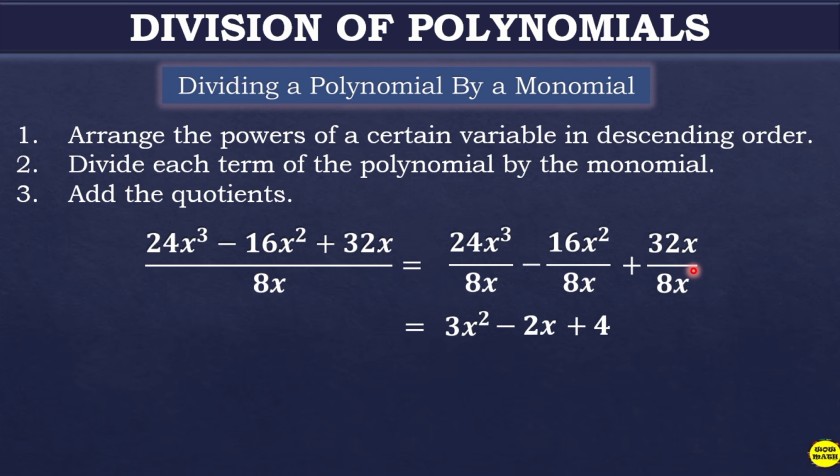So, that is 1 na. So, wala na. Therefore, we have 3x squared minus 2x plus 4. Next. So in this case, as you can see, I have here y squared and then y cubed.